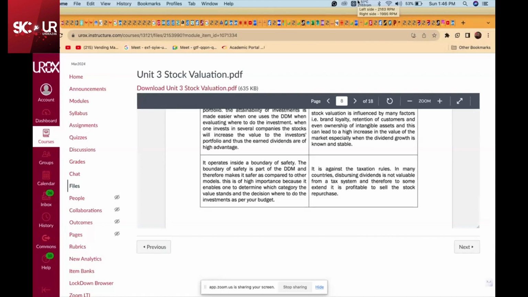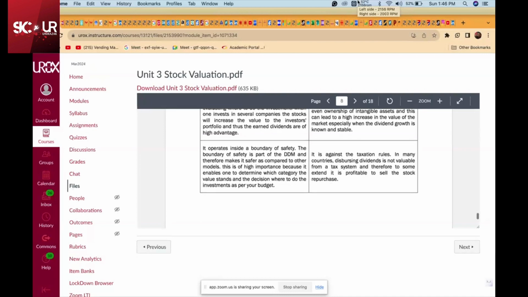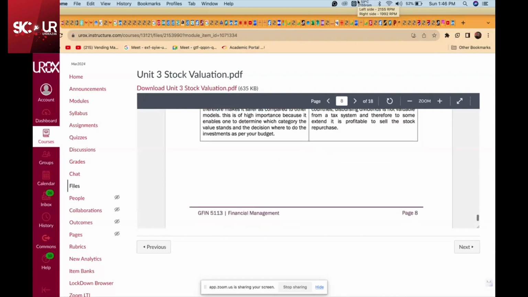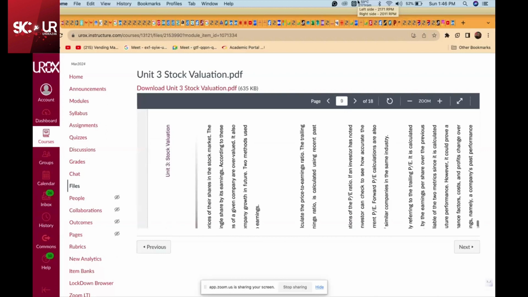It operates inside a boundary of safety. A boundary of safety is part of the dividend discount model, and therefore makes it safer as compared to the other models. But it is against the taxation rule. In many countries, dispersing dividends is not valuable from a tax system, and therefore, to some extent, it is more profitable to do share repurchases.